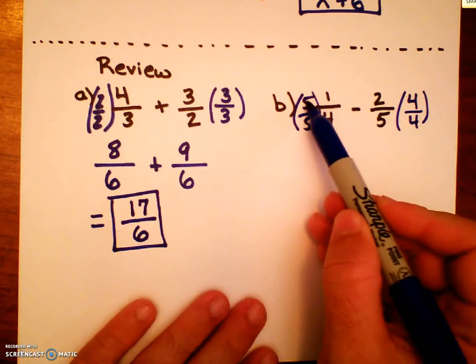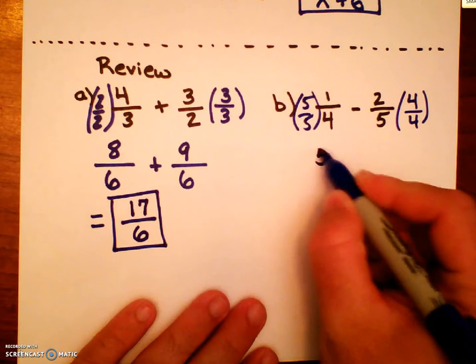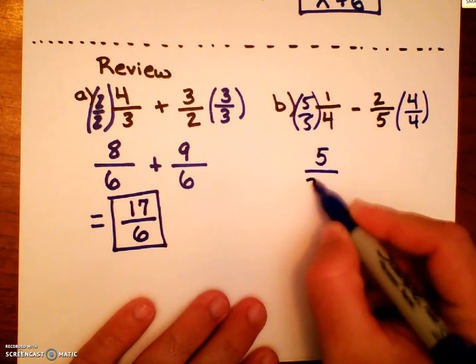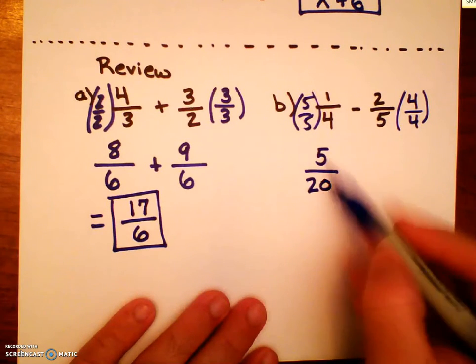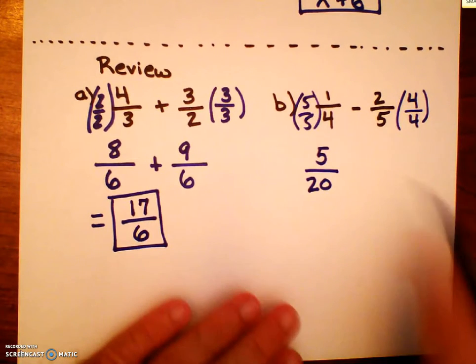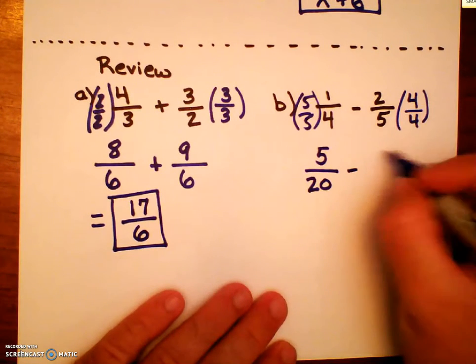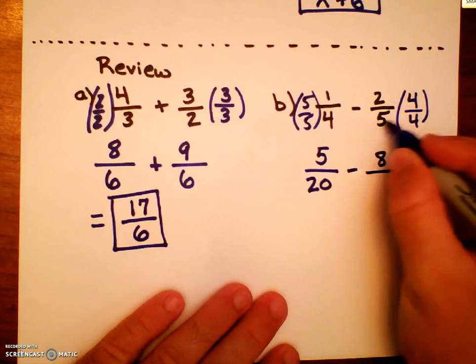So on top, 5 times 1 is 5. 5 times 4 is 20. And if you think about it, 5 over 20 and 1/4 are the same. 2 times 4 is 8. 5 times 4 is 20.